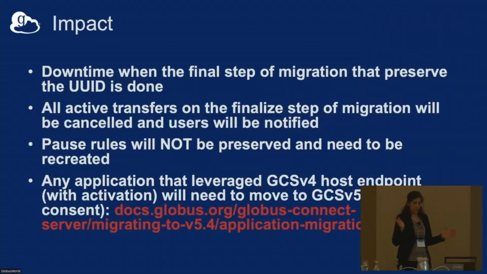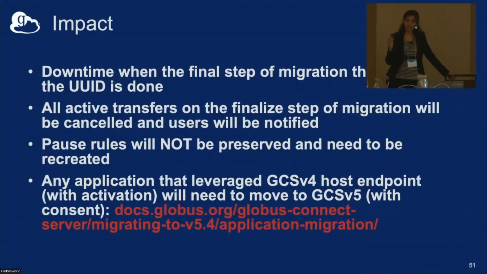So that's the first thing. You have to plan for some downtime. The length of the downtime depends. If you're a multi-DTN deployment, the downtime can be highly minimized because you can set everything up, test it, and then you're just going to be able to move it over, and only when you move it over, it'll go down. But if you're not a multi-DTN endpoint, then you're going to have to pull it down and reinstall v5 on that machine. All active transfers during that finalized step of migration will be canceled.